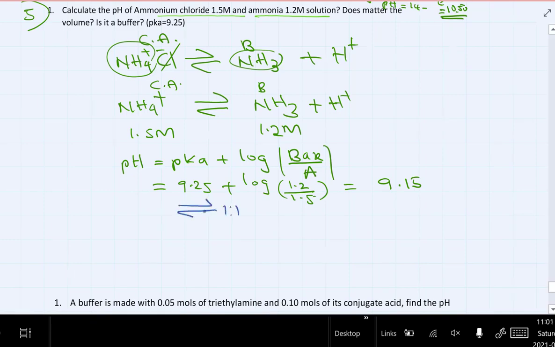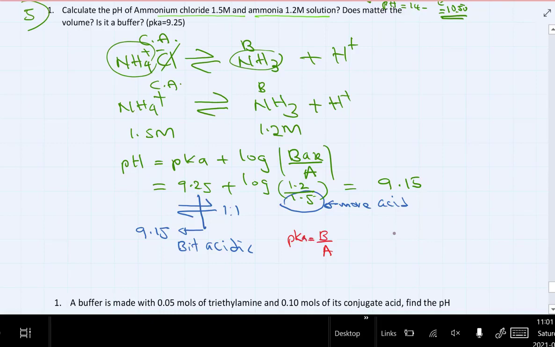Now look at this magic. 9.25 is when it is 1 to 1 of the two components, that will be at equilibrium. That is the pKa. Now we have 9.15, which is a little less or towards 0 side, and that's a bit acidic. We can prove it because you look at the acid molarity is higher than the base molarity of the buffer solution. So that's how you justify your answer.